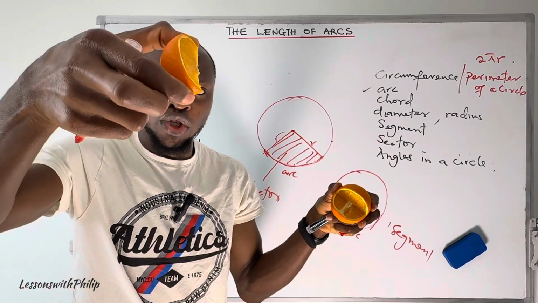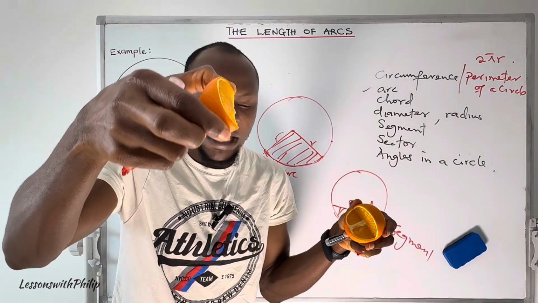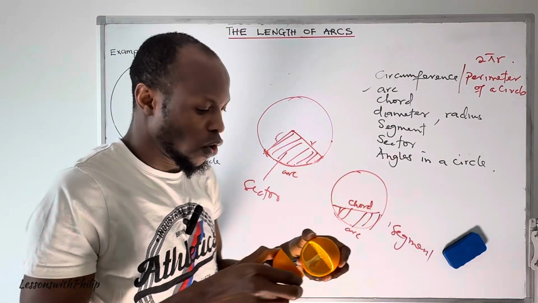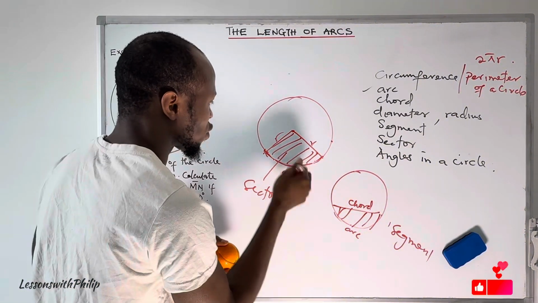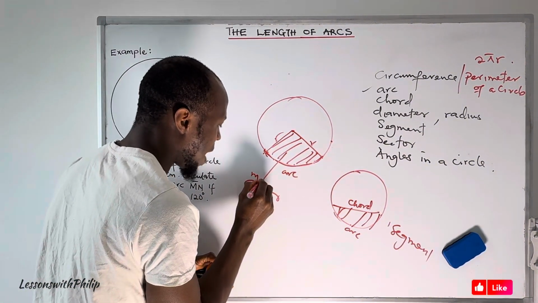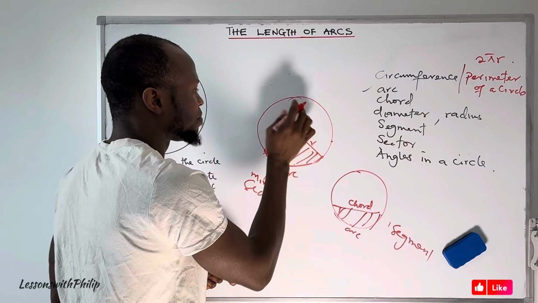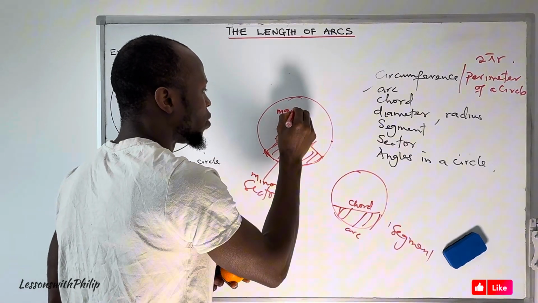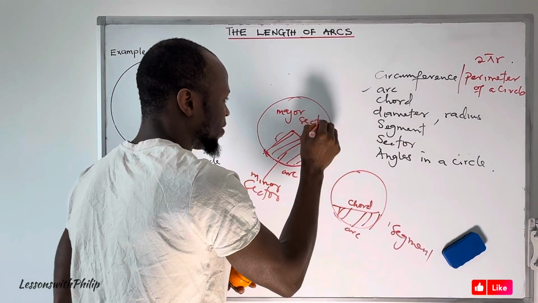Because this one is small, it is called the minor sector, while the one that is big is called the major sector. So this small one is called the minor sector, while this one that is big is called the major sector. Okay, do you get it?